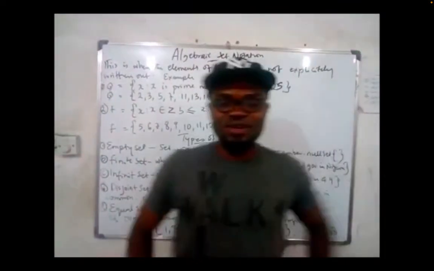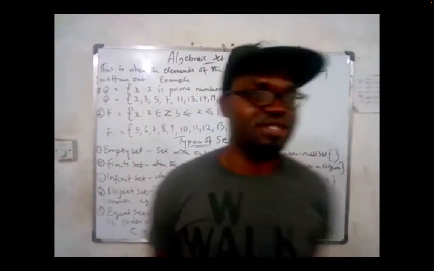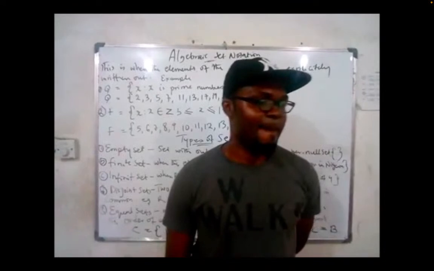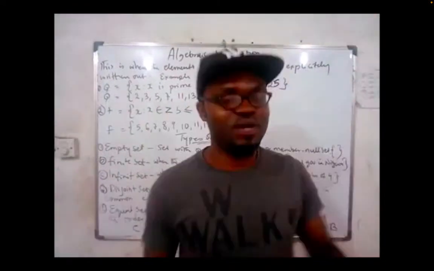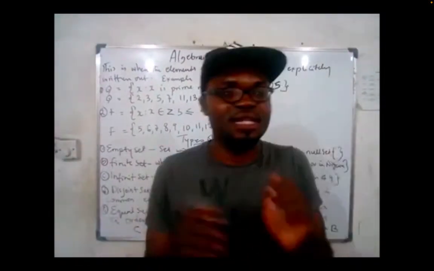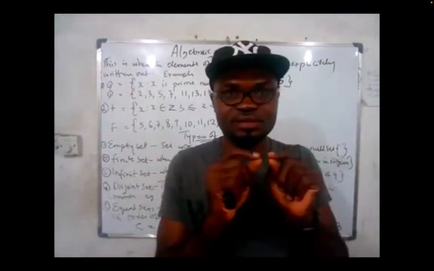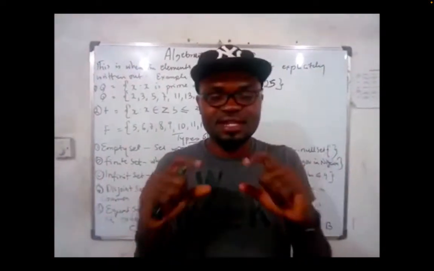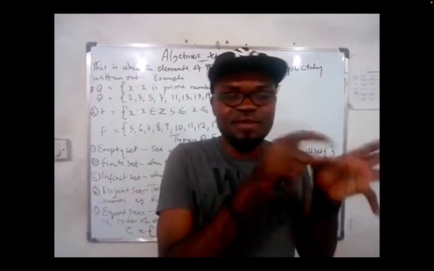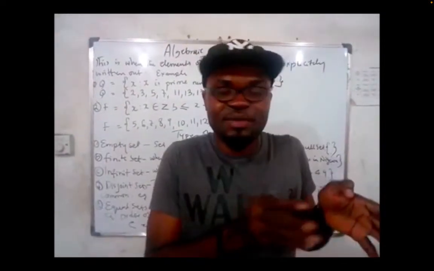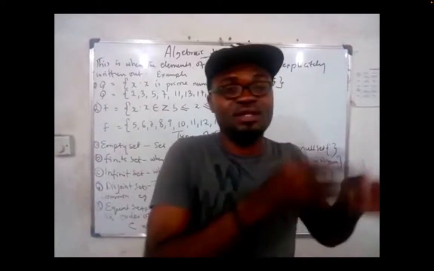Hello, welcome. Today we are going to be looking at algebraic notation of sets. We'll also be looking at the different types of sets. Empty set is any set that does not have any element. Finite set is any set whose elements can be counted. Infinite set is any set whose elements cannot be counted.